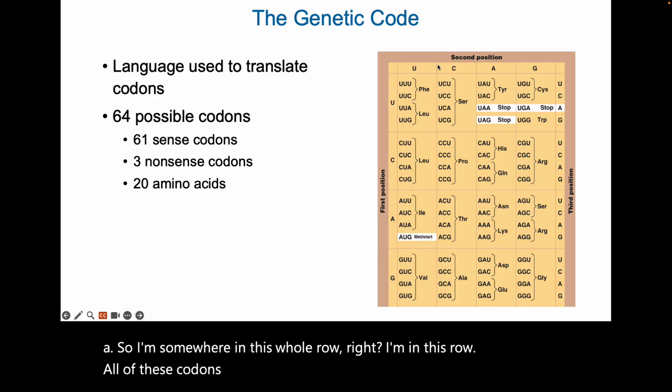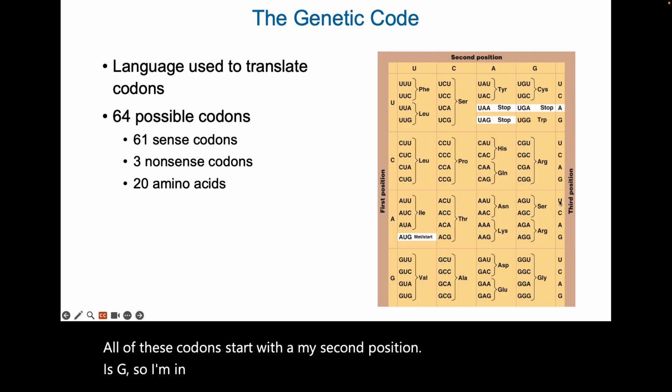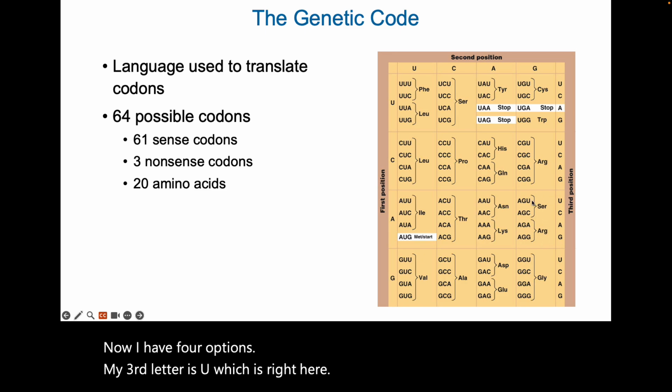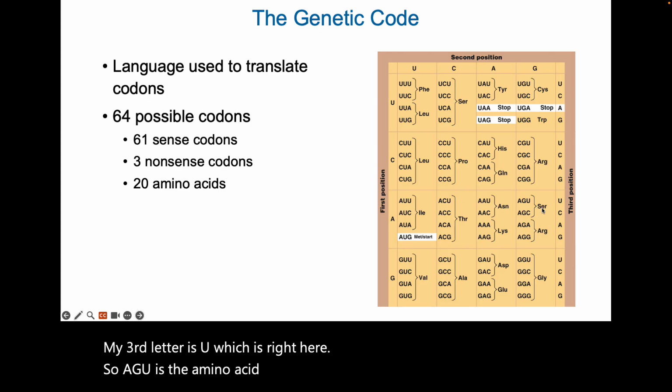My second position is G. So I'm in this column. So this column and this row intersect. Now I have 4 options. My third letter is U, which is right here. So AGU is the amino acid serine. So that's how you read the table.